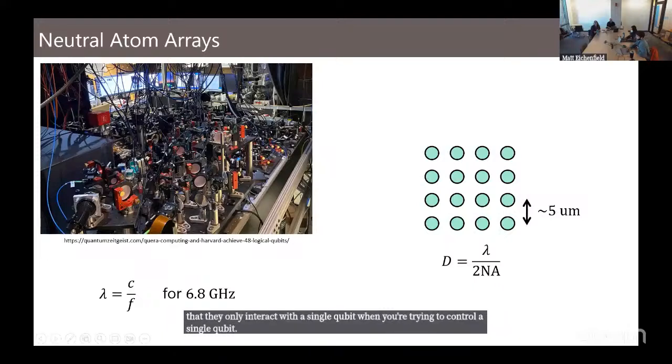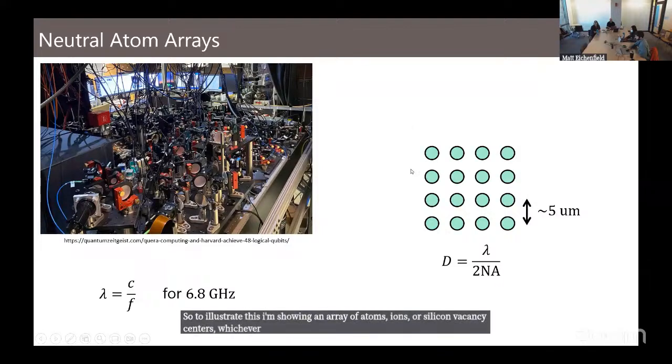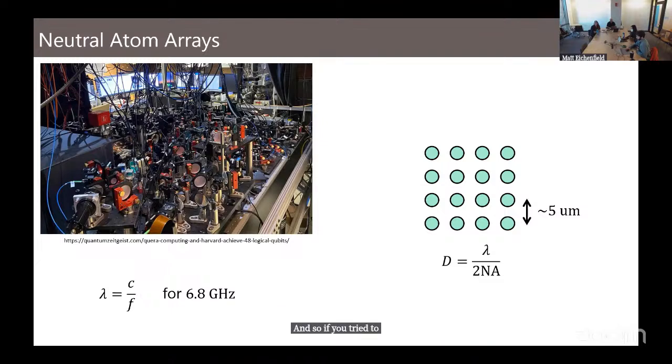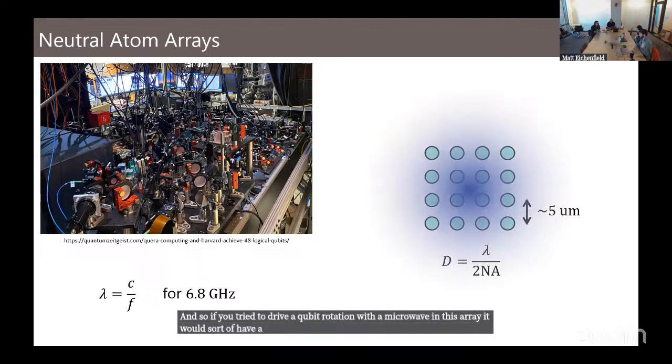To illustrate this, I'm showing an array of atoms, ions, or silicon vacancy centers, whichever you'd like to imagine, that are spaced by about 5 microns, which would be typical, at least for a neutral atom array. If you tried to drive a qubit rotation with a microwave in this array, it would have a big spot size that covers all of the atoms, and you would deleteriously drive transitions in atoms or ions that you're not trying to control.